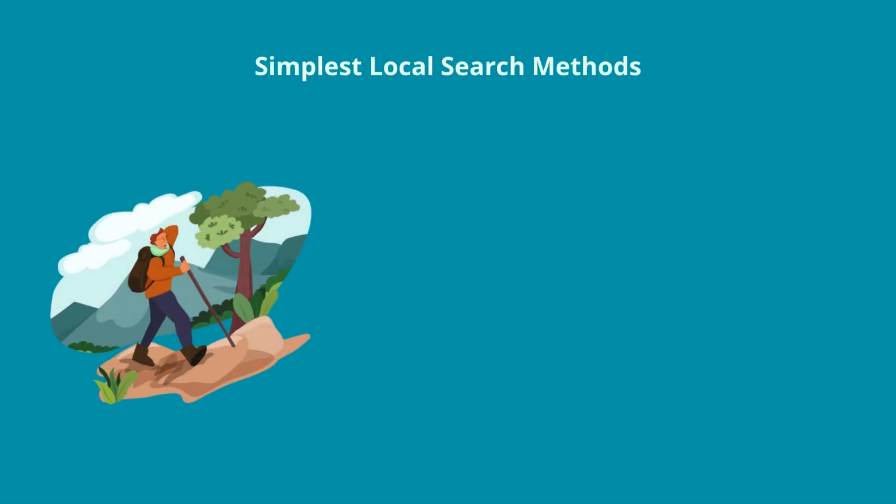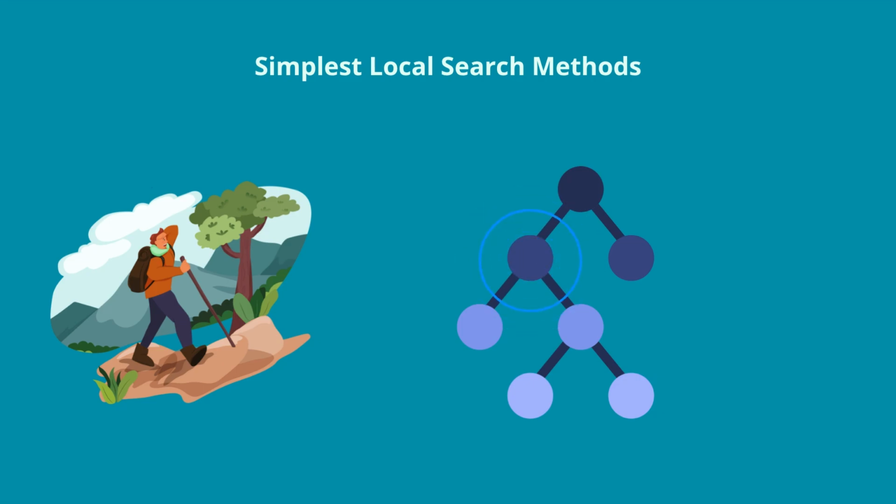Let's start with hill climbing. It's one of the simplest local search methods. The idea is to start with some initial solution and then look around at neighboring solutions. If one of those neighbors is better than the current state, we move to that new state. We keep repeating this process, always moving to a better neighbor until we can't find any improvement. At that point, we stop.